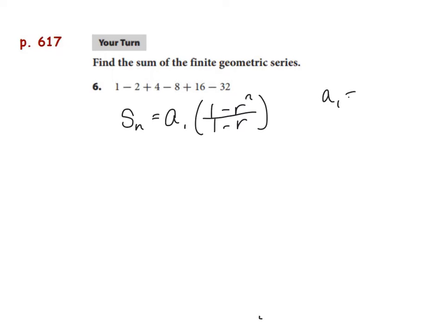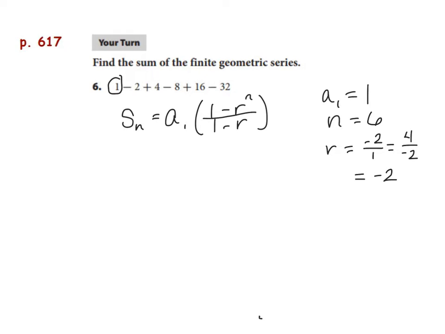A sub 1 is the very first term, and so that is a 1. N, well, how many terms are in the sequence? Let's see, 1, 2, 3, 4, 5, 6. So there are 6 terms, so n is going to be 6. And then we need to compute our common ratio. So I'm going to take the second term and the first term: negative 2 divided by the first number. I could have used 4 and the number before it, which is negative 2. All those are going to give us the same common ratio, which is negative 2.